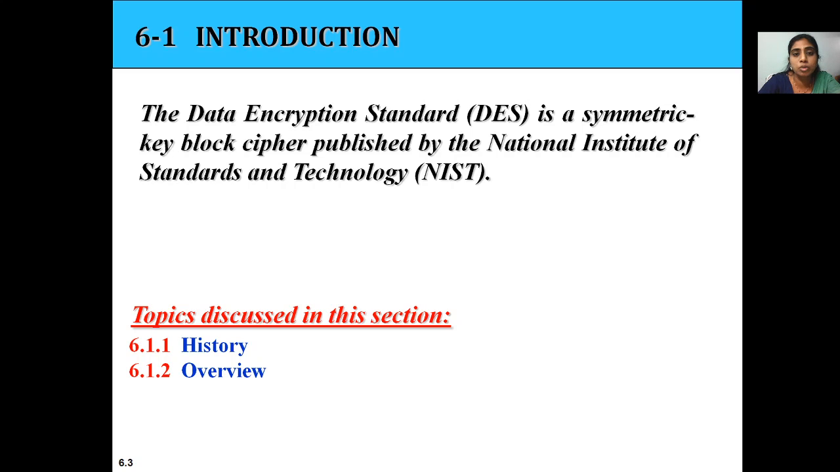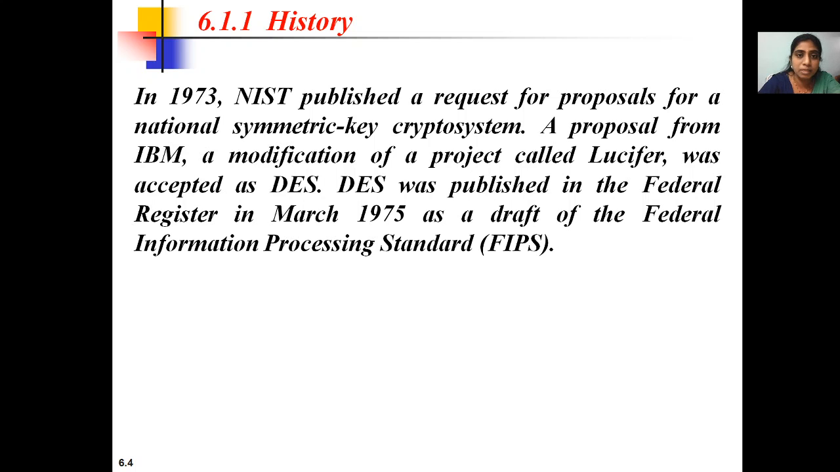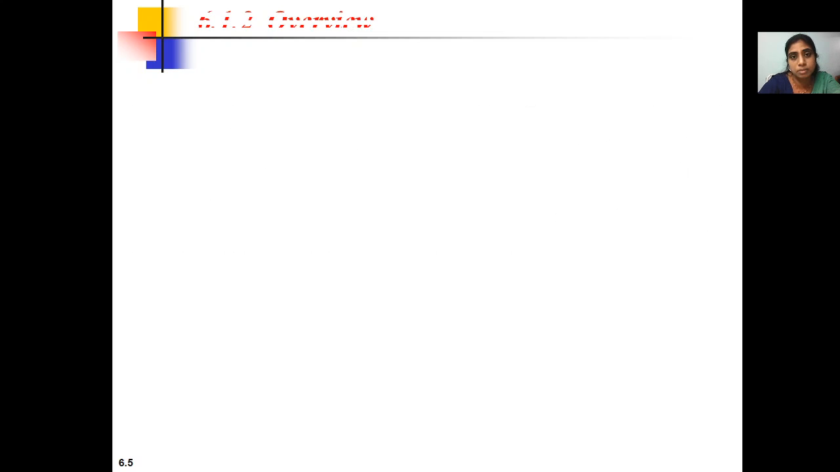The next topic is history and overview. In 1973, NIST published a request for proposals for symmetric key cryptosystems. A proposal from IBM, a modification of the project called Lucifer, was accepted as the DES. DES was published in the Federal Register in March 1975 as a draft of the Federal Information Processing Standards.